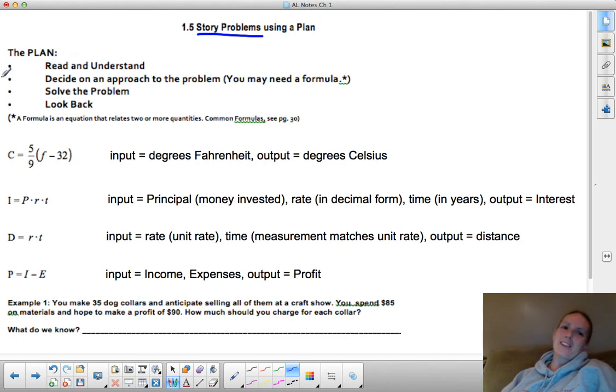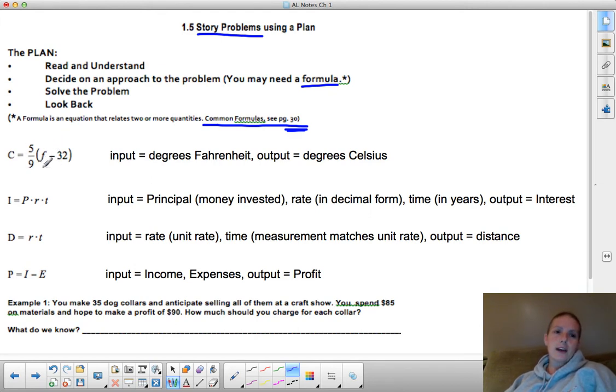I want to point out that this section is really talking about the plan and the idea that you need to read and understand a problem, you have to decide on an approach and pick a formula. There are some formulas that are more familiar than others, right? So formula, solve the problem, and look back. I want to point out that there are some common formulas on page 30. These are the ones that usually we expect you to have in your head. Some examples, not all of them, are right here on the left-hand side.